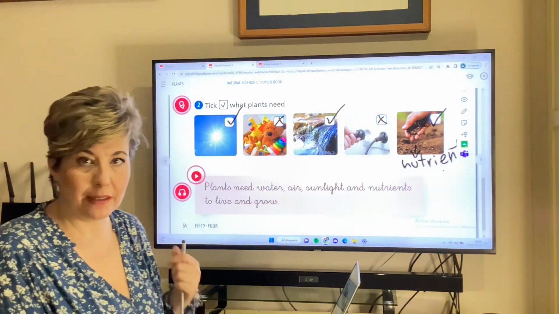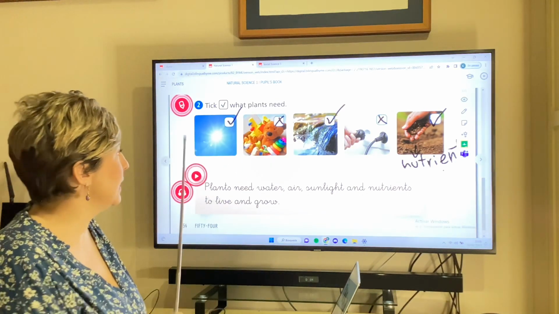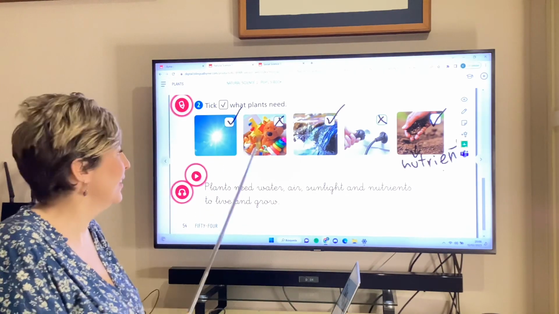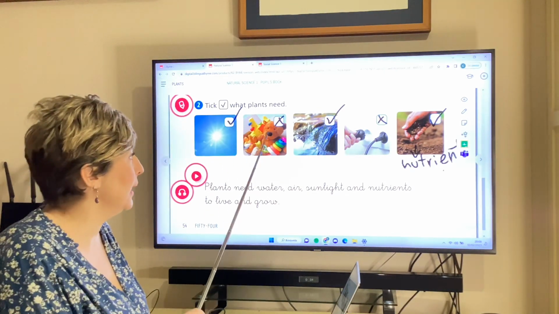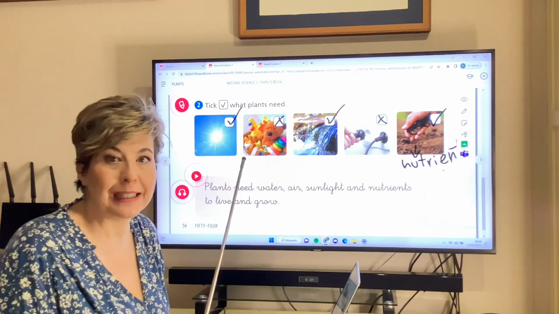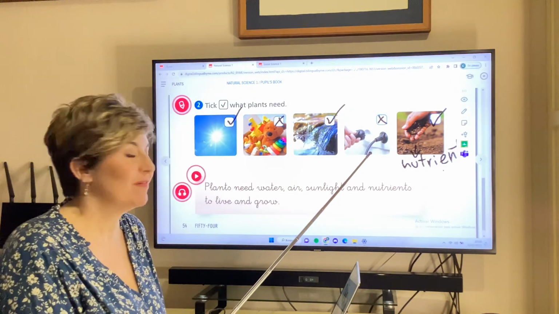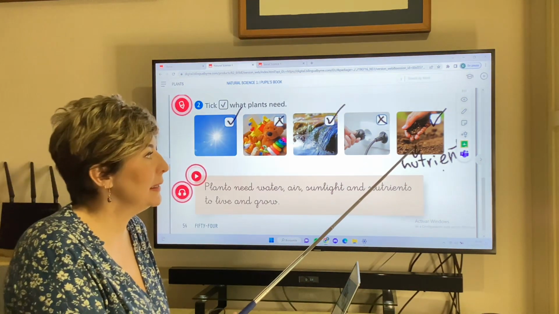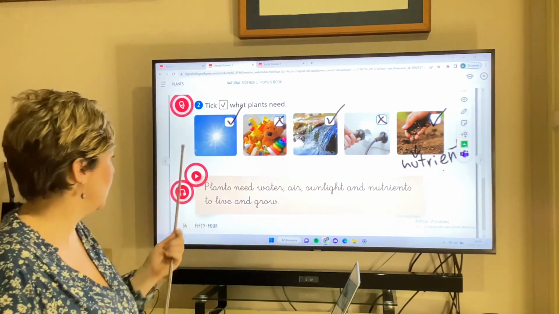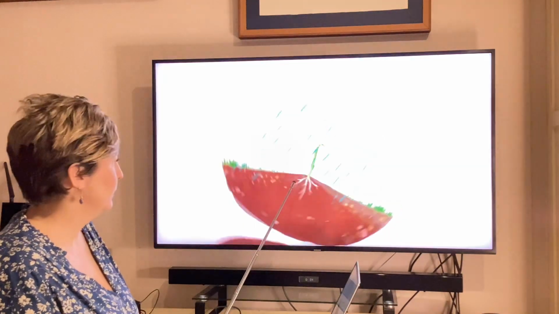What do plants need? This activity is already done. Tick what plants need. Do plants need sunlight? Yes. Say yes or no, okay? Do plants need toys? No. Do plants need water? Yes. Do plants need electricity? No. And do plants need soil and nutrients? Yes, they do.